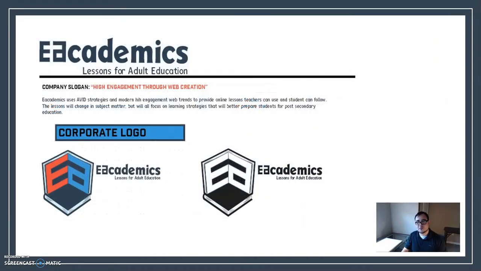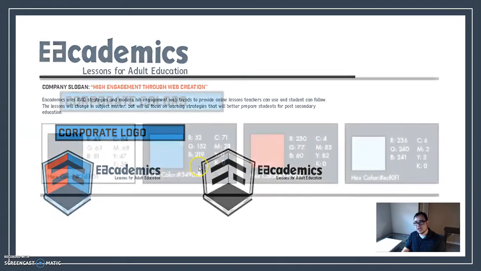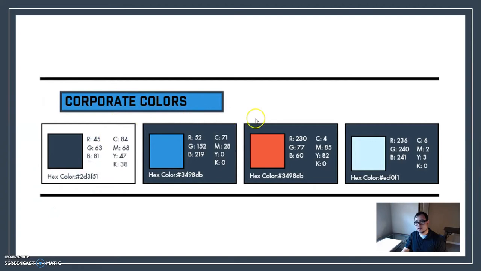Moving on to the corporate identity system, the first thing I want to point out is our company slogan up here in red letters. So, our company slogan is high engagement through web creation. Then we have a brief explanation as to what it is we're going to try to incorporate into this corporate project. We also have the color logo and we have the black and white logo. Looking at our other elements, we're going to have our corporate colors. And these were corporate colors that I chose to go well with each other.